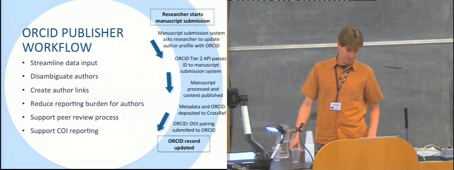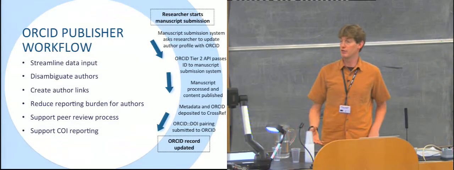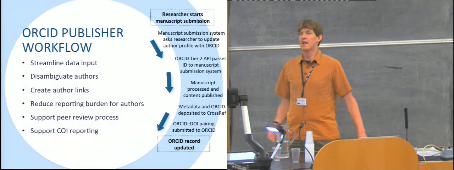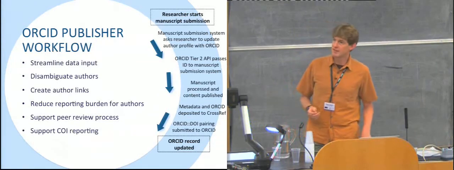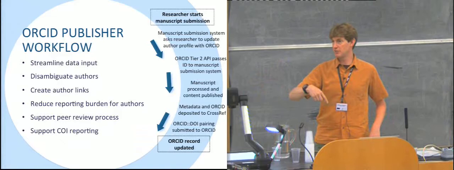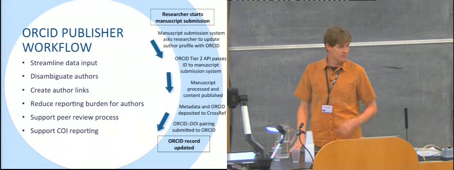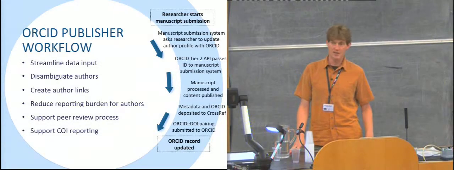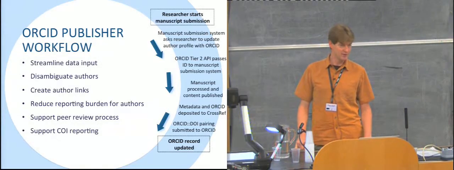Similar sort of idea with the publisher. You submit your manuscript, with your ORCID, and it goes through the publication process. If you have granted the publisher the ability, you can allow it to add the final information about your publication back into the ORCID registry, and that DOI association with your name is then recorded for you. Again, saving you effort and creating a more accurate record.